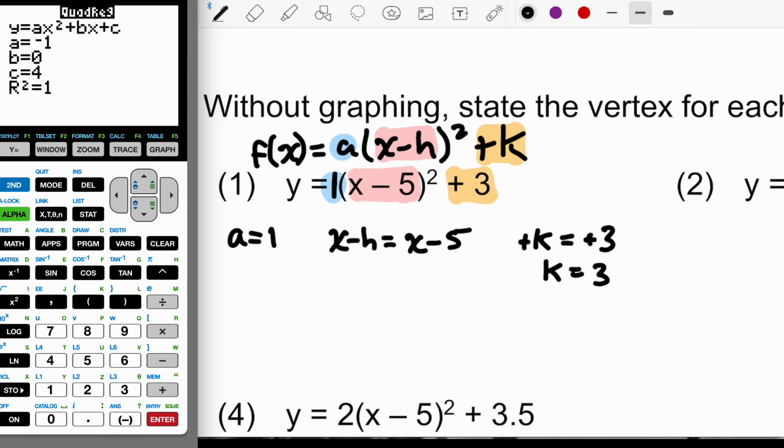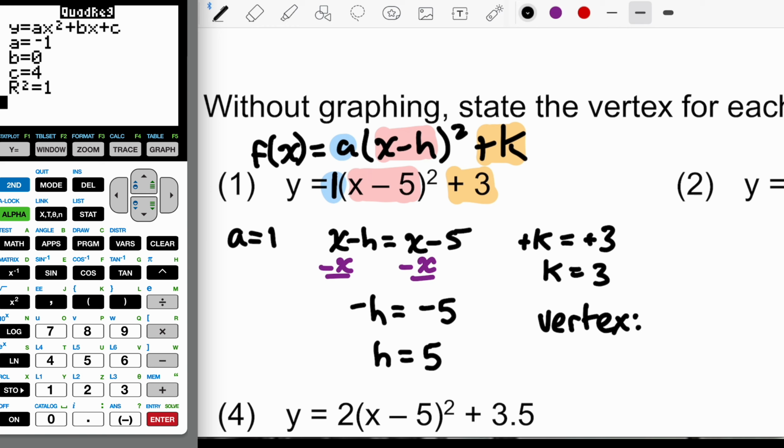It's the middle equation that we have to solve, because I have my a value and I have the k value. I just need the h value. If I solve this equation by subtracting x from both sides, fortunately it cancels. So we're left with negative h is equal to negative 5. Then if I divide both sides by negative 1, I get h is equal to 5. So that tells me that my vertex, which is always h comma k, is going to be equal to 5 comma 3.